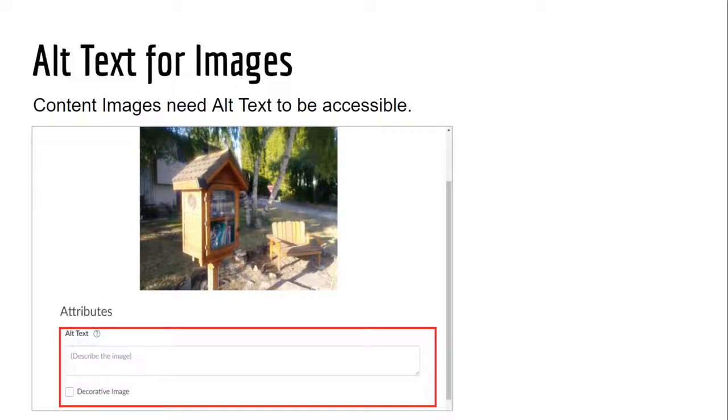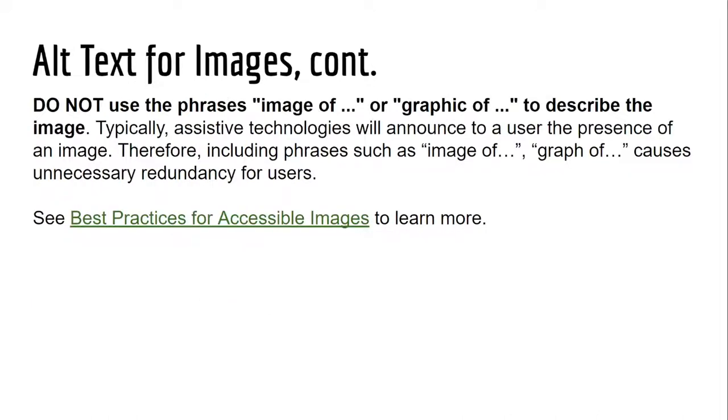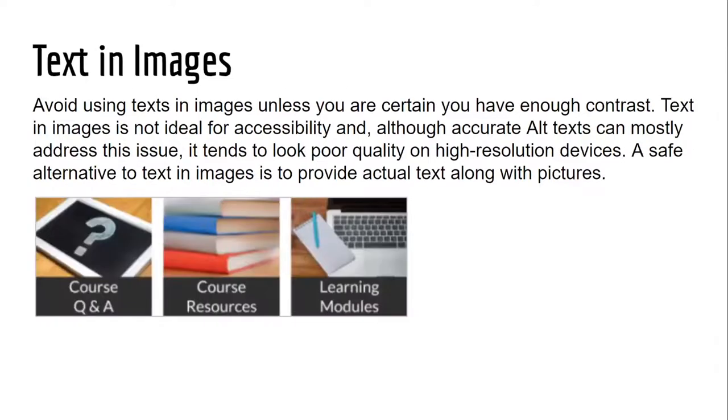Canvas allows you to provide an alternate text for the image you use, or just mark it as decorative, depending on the purpose. So some guidelines for providing alternate text: be precise, be brief, do not repeat information, and do not use the phrases "image of" or "graphic of" to describe the image. Also, text in images tends to be not accessible. It's not a good idea to provide text in images. So the better option would be to provide actual text along with pictures.